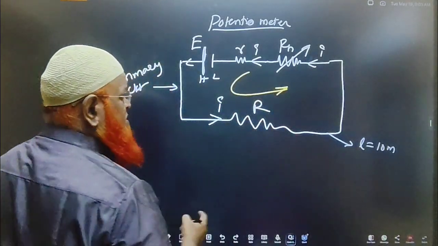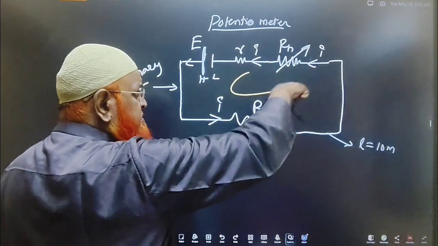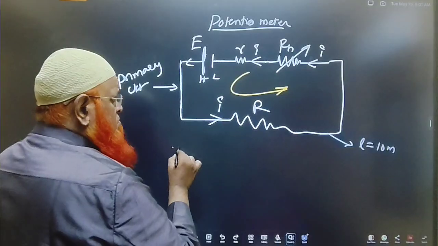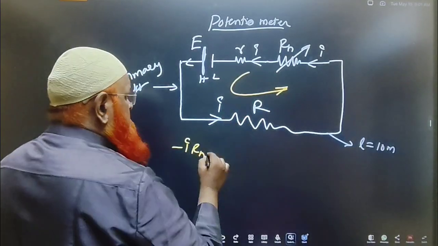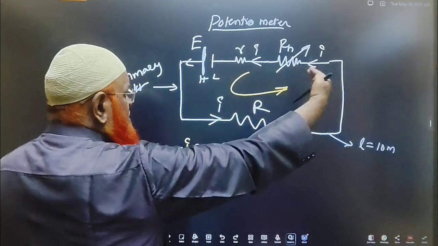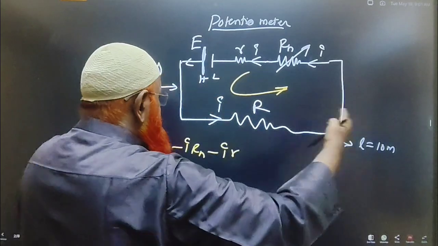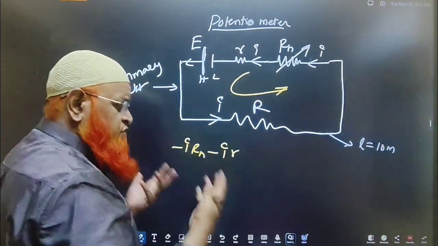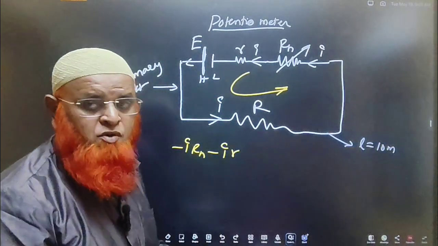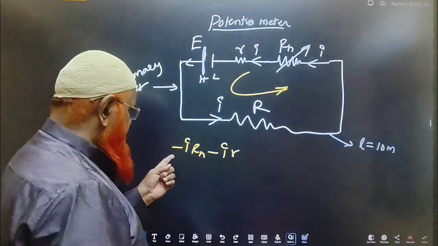This is going to be the anti-clockwise direction. So your loop direction and the current are the same. So minus I into RH, minus I into small r, because when the current direction and loop direction are the same, it means you are going along with the water, you cannot swim. It's a negative sign. So negative will come here.